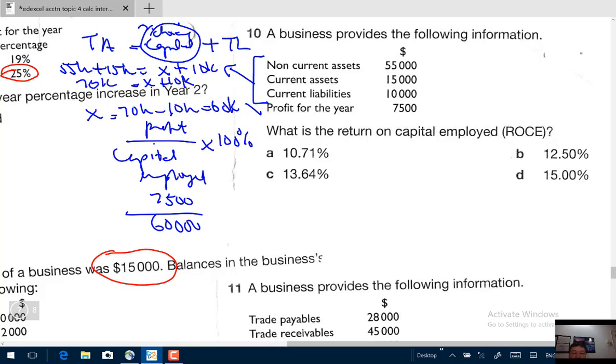So the capital employed is just 60,000. There's no non-current liability here. If there is a non-current liability, it will be included in the capital employed. So your working is just 7,500 over 60,000 times 100%. Okay? And your answer is 12.5%, which gives you B.